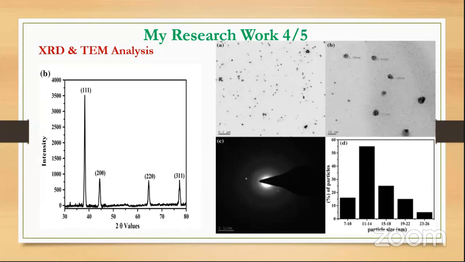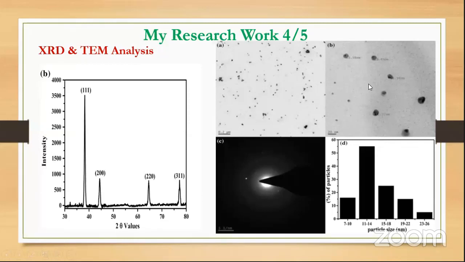The standard data is available. We are going to compare our graph with the standard file, which means the JCPDS, the Joint Committee on Powder Diffraction Standards XRD file. They have given some data, and based on that data only, we are going to compare our graph with it. Then only can we agree whether gold nanoparticles have formed or not. We conclude by comparing this graph with the standard data. This is the XRD analysis.